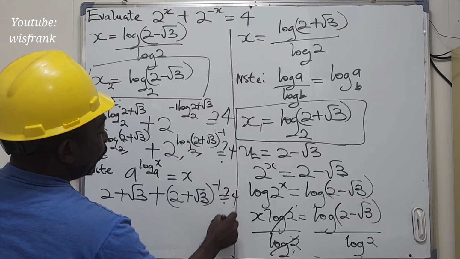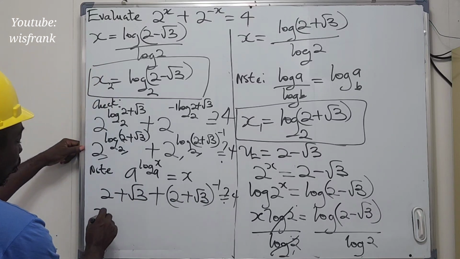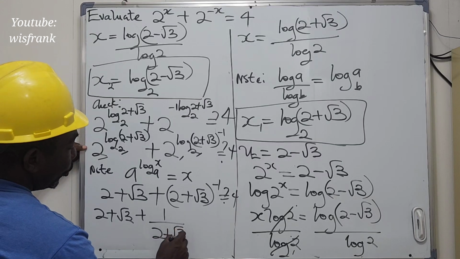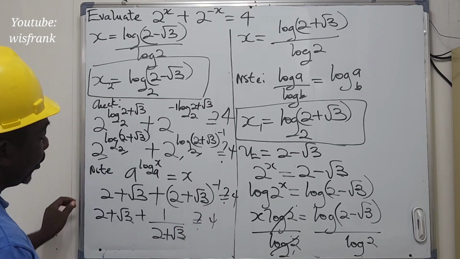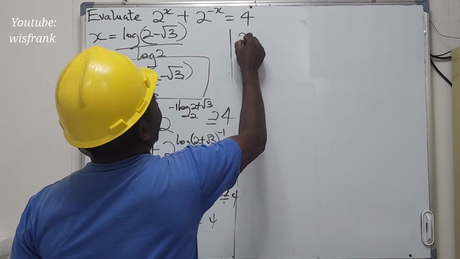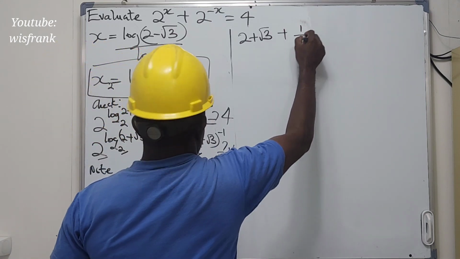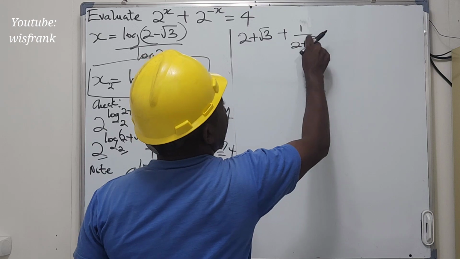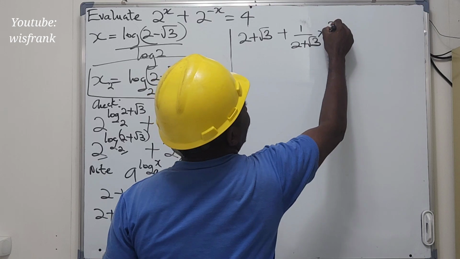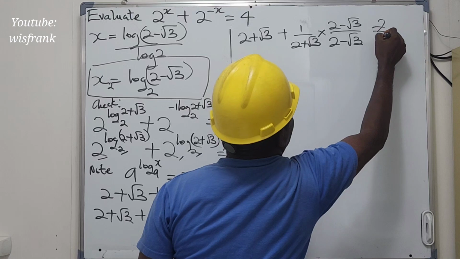Will this equal 4? So here we can see that we can rewrite this as 2 plus root 3 plus 1 all over 2 plus root 3. Will this equal 4? So let's find out. Before we do that, we need to clean this. So we have here 2 plus root 3. So here will become plus 1 all over 2 plus root 3. Then here is a short form. We can evaluate this by multiplying through by 2 minus root 3 all over 2 minus root 3. Will this equal 4?